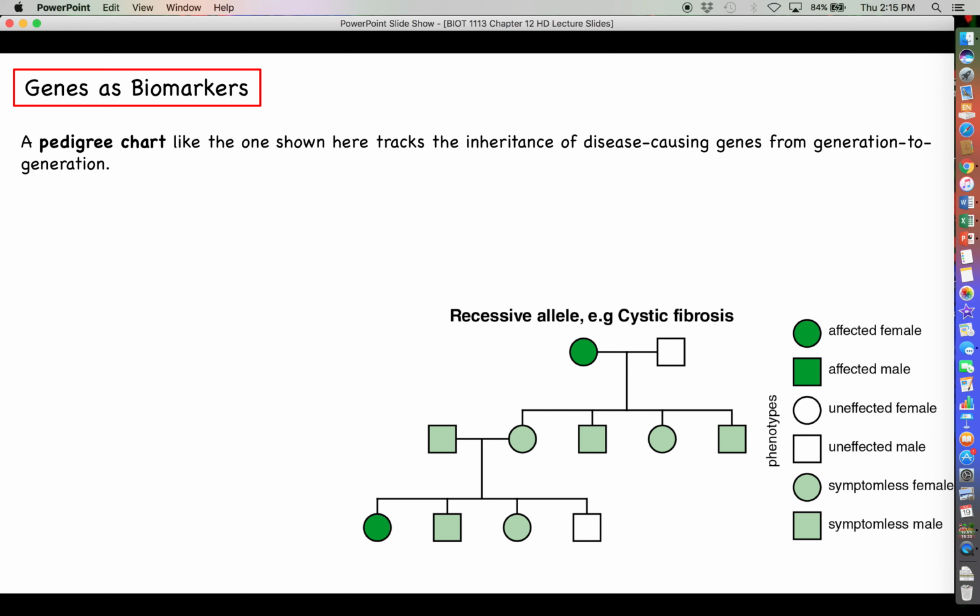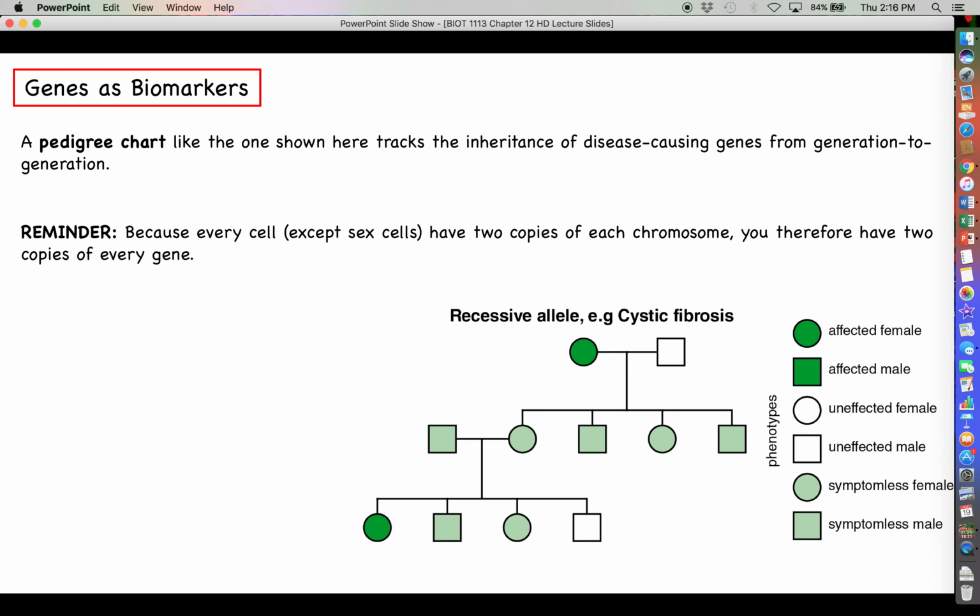So if you're talking about genetic screening as biomarkers, then we need to become familiar with what's called a pedigree chart, which is something that you often see in an introductory college biology class. So the pedigree chart, like what you're seeing here for the disease cystic fibrosis, will track the inheritance of disease-causing genes from generation to generation. And other information in the pedigree chart allows us to know who has the disease, who does not have the disease, and who is a carrier for the disease.